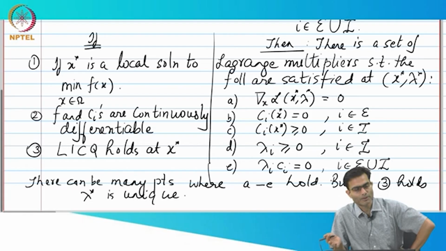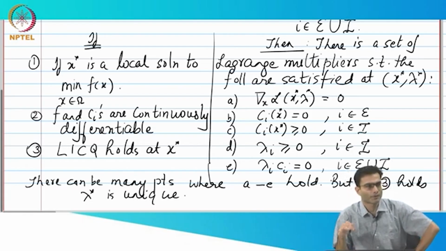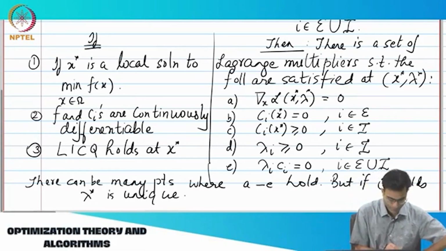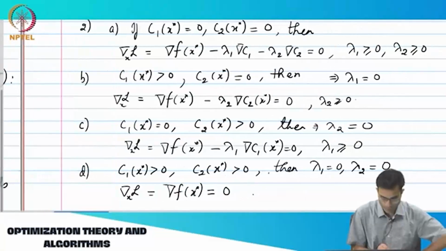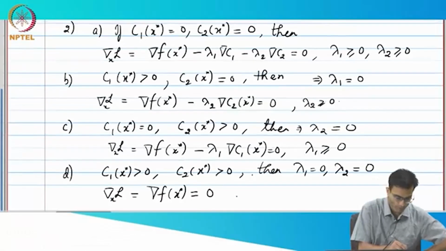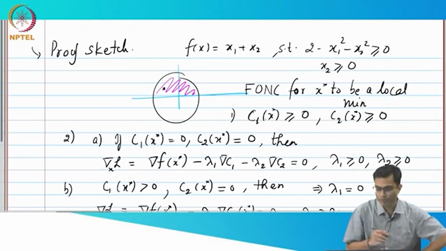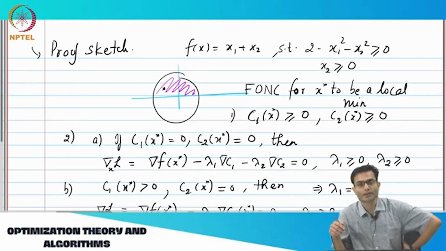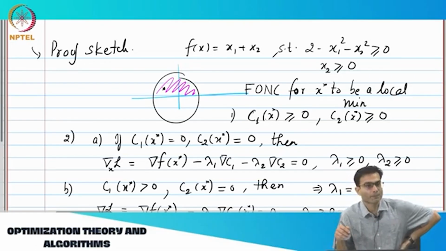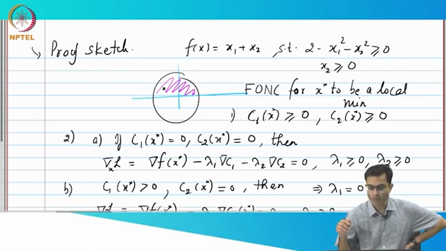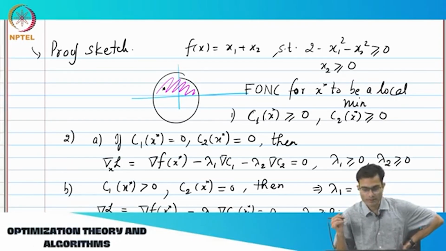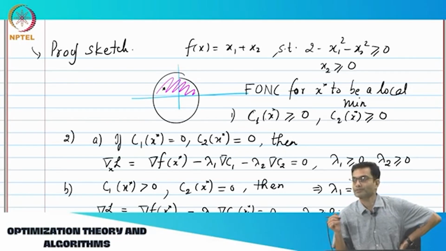Then several things, all of them a formalization of the intuition which we already had. Grad of the Lagrangian should be 0, etc., and the complementarity condition, right? And then we said, let's look at a toy problem. The toy problem was an objective function which is linear along with two inequality constraints. The feasible set was the pink shaded region, and then we said, let's take some point in the feasible set. What all will be the implications of this theorem? Can we say that f and c's are continuously differentiable?